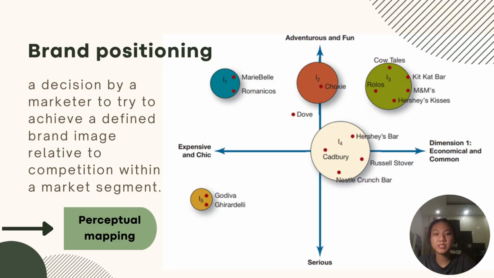So next is brand positioning, a decision made by a marketer to try to achieve a defined brand image relative to competition within a market segment. In this, marketers decide they want members of a segment to think and feel in a certain way about the products and the brands relative to other brands, the competing brands. To do this, we need to create a perceptual mapping that takes consumers' perceptions of how brands and products are similar to each other and relates these perceptions to products.